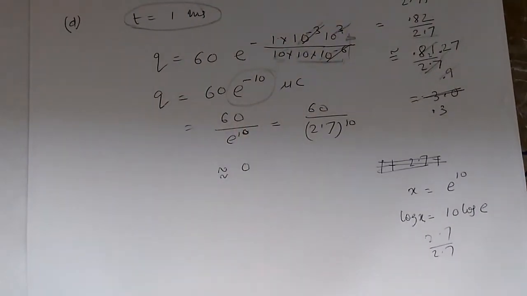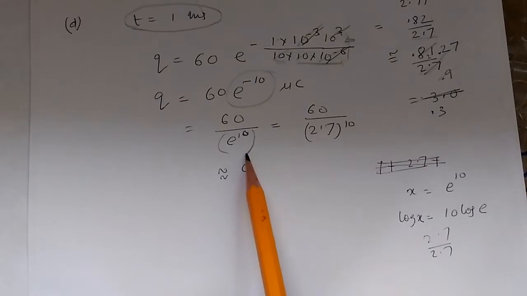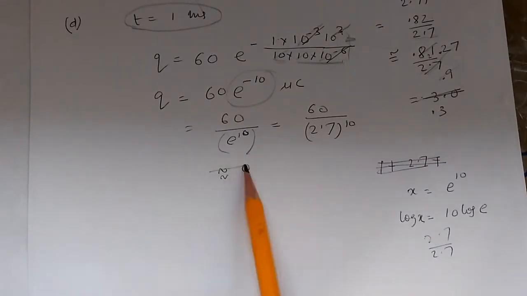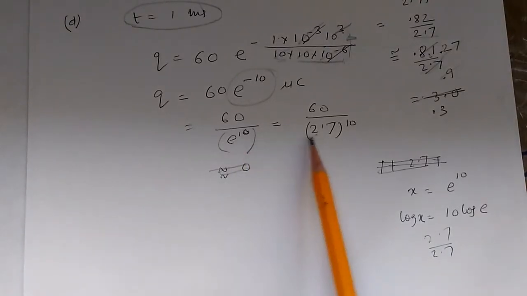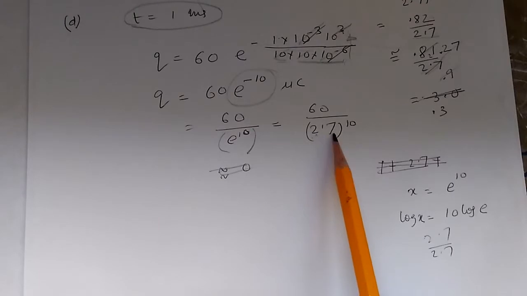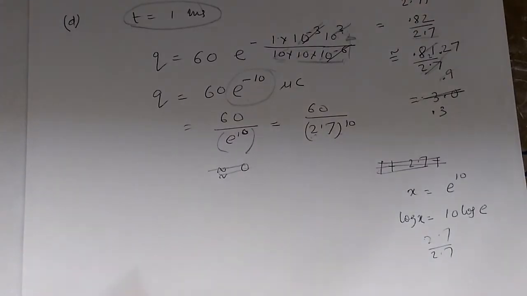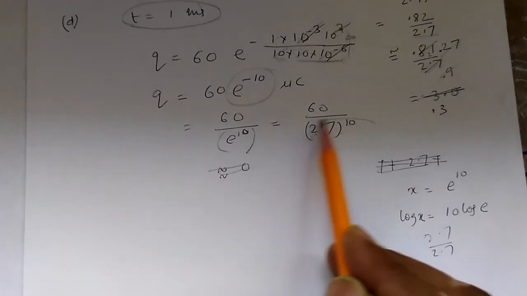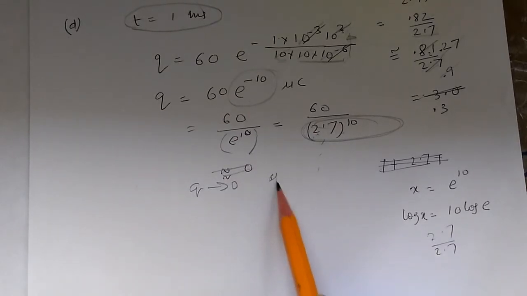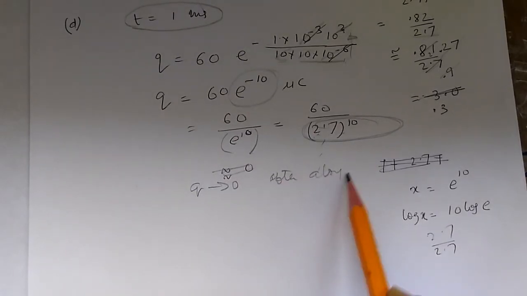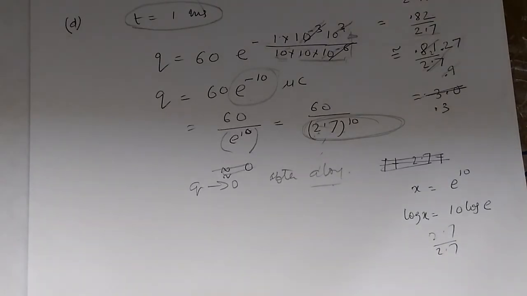Now how do we calculate e to the power minus 10? E to the power of 10 means e is 2.7, so we need to essentially calculate 2.7 into 10. So basically, sometimes you need to just simply multiply it, 2.7 multiplied by 10, and you should be able to get a pretty close answer. But this is a very big number, so q tends to 0 after a long time. That is what we want to understand about the capacitor behavior.